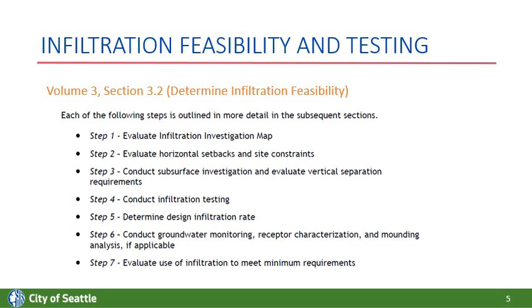And step 6 and 7. So 6, for larger projects, there's some more complex analysis that might need to occur. And step 7, evaluate the use of infiltration to meet minimum requirements. So if you make it all the way to step 7, you should have a design infiltration rate. Plug it into your on-site stormwater management workbook, and then you can use that rate to determine the sizing and type of your BMPs.